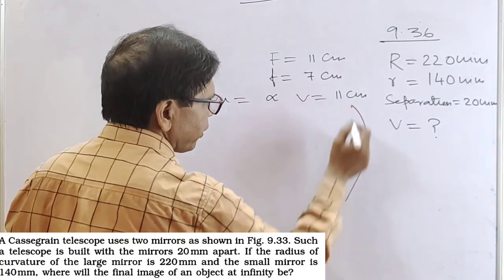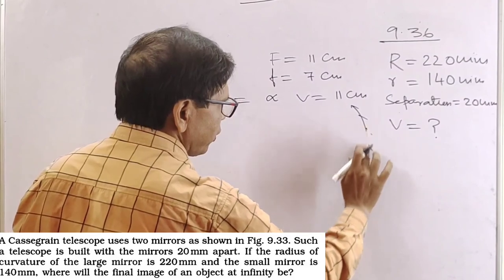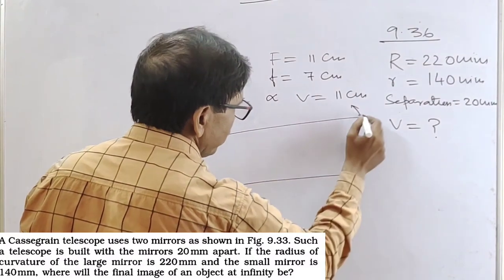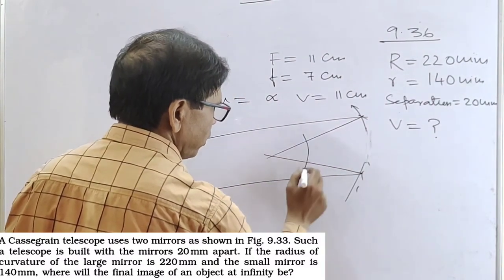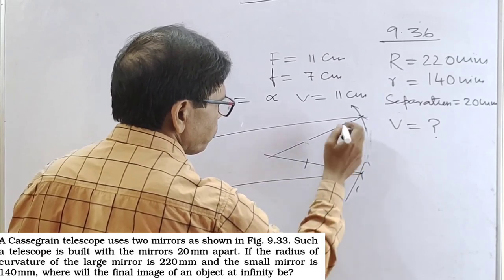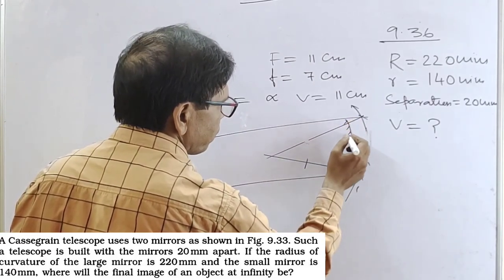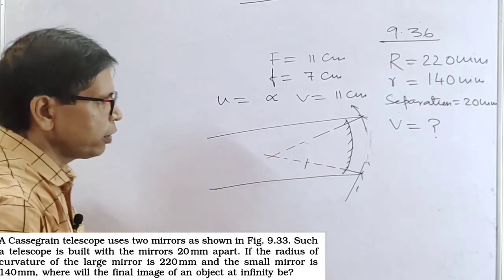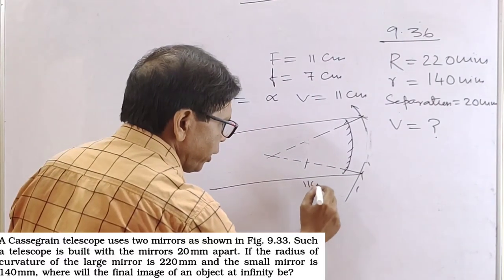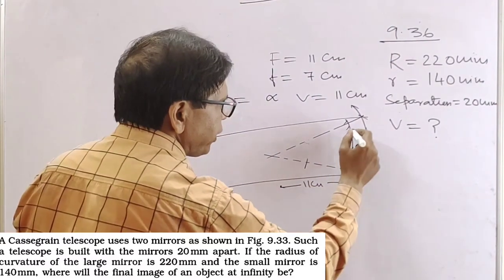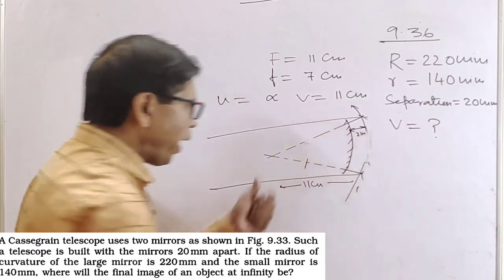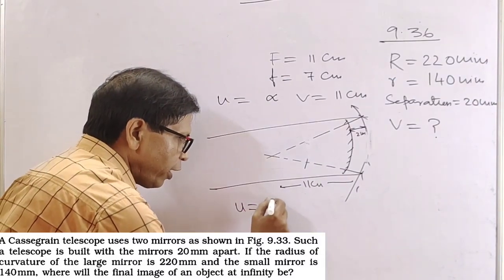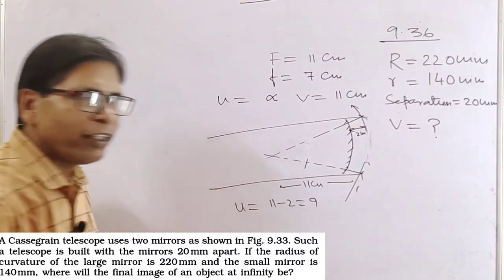Look at this, this is the concave mirror. Parallel rays meet here, so the image distance is 11 cm from the mirror. Now this distance is 2 mm. So for the convex mirror, there is a virtual object with u equal to 11 minus 2, which is 9.